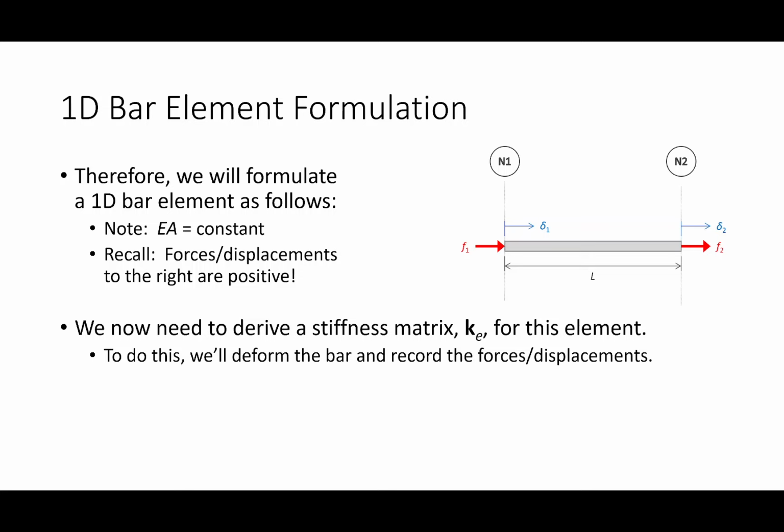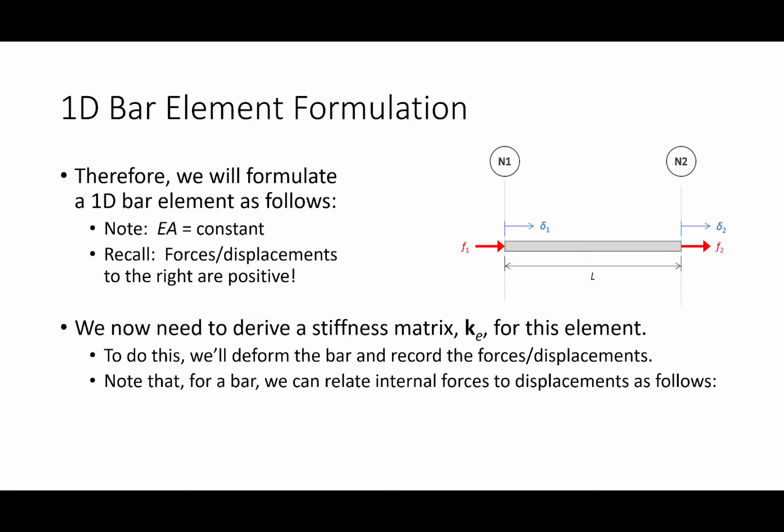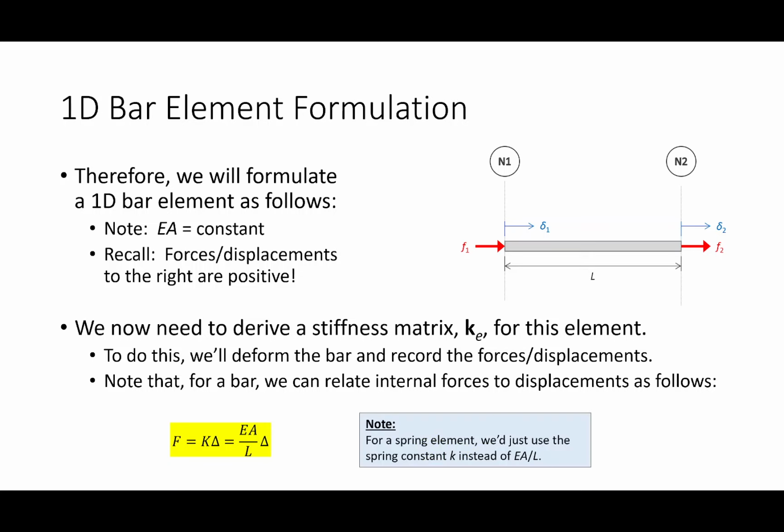Now let's remember that we can compare forces and displacements for a bar with this. This is what we can use. What I'm saying here is that this is for a bar element. If I had a spring, I would just replace EA over L with the spring constant K. So there's not really anything different there.